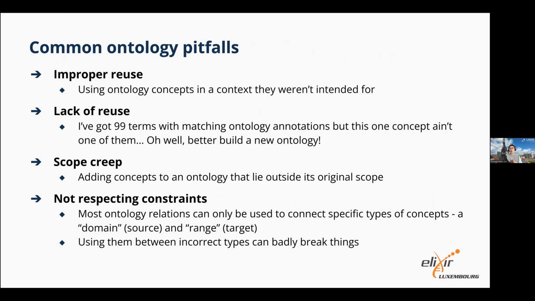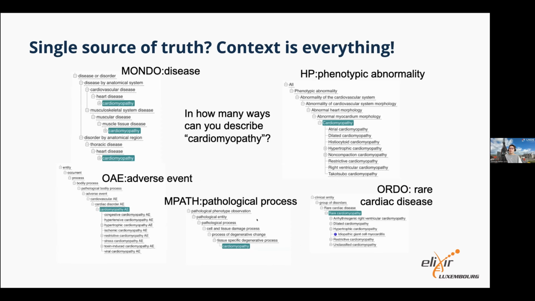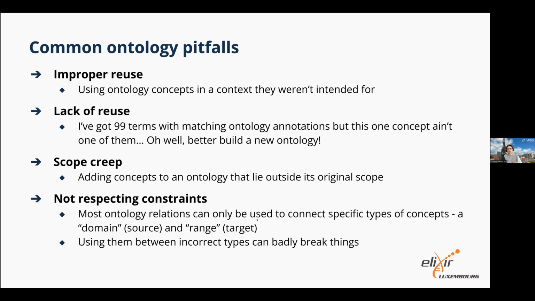So a few common pitfalls. I've just described the improper reuse one. You use something in a context that it wasn't intended for. So if you're describing the disease that a patient had, from which a sample was taken, and you use the Mouse Pathology Ontology, you're not capturing correctly the context because you're using a mouse applicable term in a human.